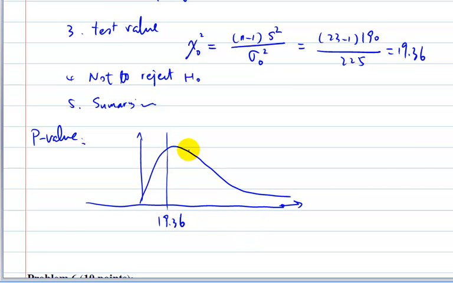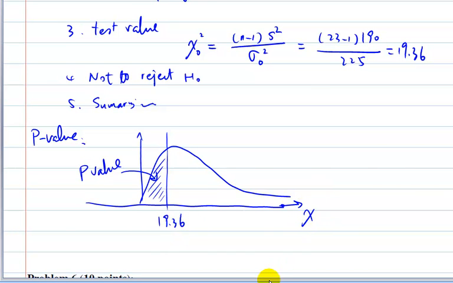The p-value, since this is a left tail test, essentially refers to how much area is to the left of this 19.36. Basically, you make this 19.36 a critical value, and then you calculate the area to its left. Then you ask: if you reject H0, what is the risk that you are making a mistake, rejecting H0 while H0 is true? That is represented by the area underneath the curve here. So we need to find the p-value.